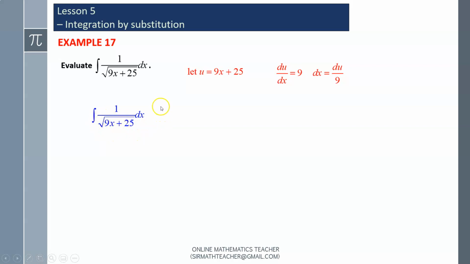So if you bring that function up to the numerator, it's going to be the function to the power of negative a half. Hence we've got 1 times u to the negative 1/2. dx is du on 9. So you've got 1/9. Add 1 to negative 1/2, becomes 1/2. Divide by the 1/2. Dividing anything by a half becomes multiplying by 2. So you've got 2/9 of u, which is 9x + 25, to the power of a half, the square root, plus c.